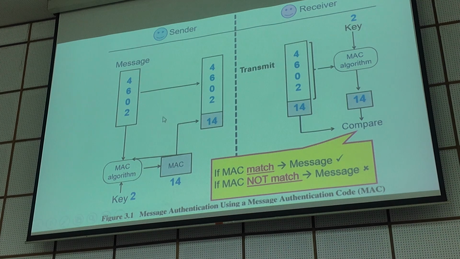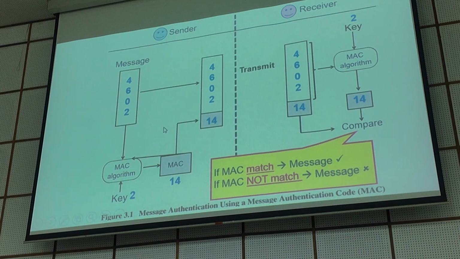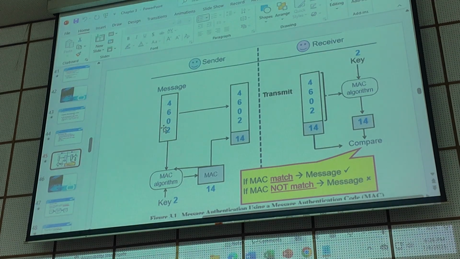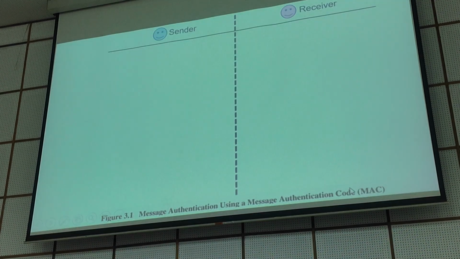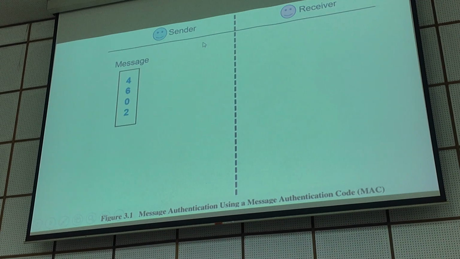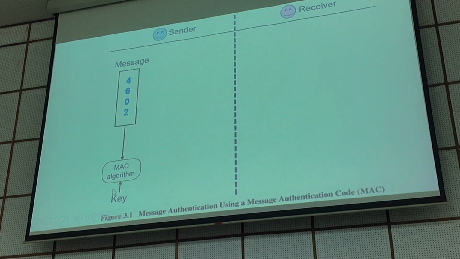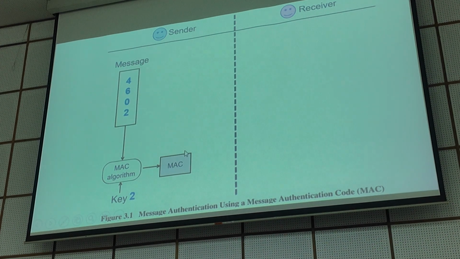Okay, this is message authentication using the message authentication code. So how it works is, the sender wants to send out a message. How do you make sure that the message comes from the author, and that the message is not modified by others? You can use message authentication. You have this message, and you use the MAC algorithm with the key and generate the output MAC. MAC stands for message authentication code.